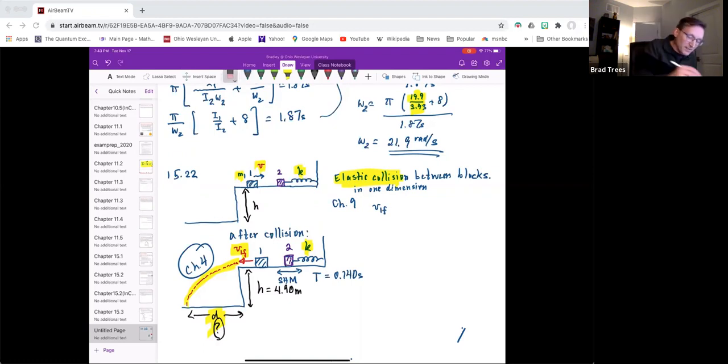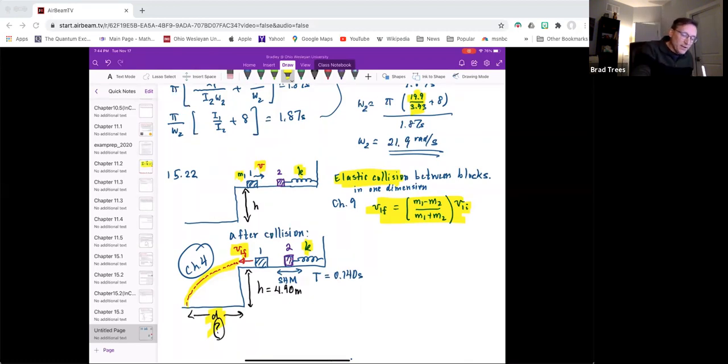And the one I'm interested in is V1 final. That formula is (M1 minus M2) over (M1 plus M2) times V1 initial. Now, that may require you to review a little bit in chapter 9, because that's where we did elastic collisions in one dimension. But on our last midterm, this formula was somewhat prominent. So it hasn't been that long ago since we've worked with that formula.